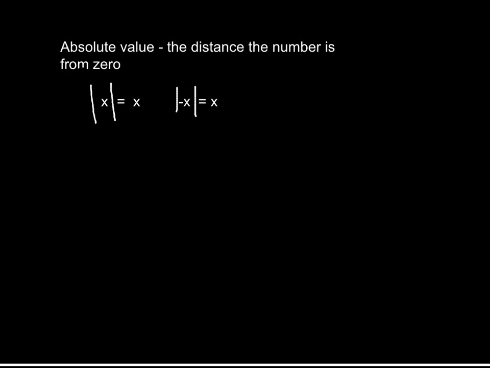And then the second example, what is the absolute value of negative x? How far away is negative x from 0? It's x units away. So let's look at a couple other examples. I want to know what's the absolute value of 5. How far away is 5 from 0? The absolute value of 5 is 5.